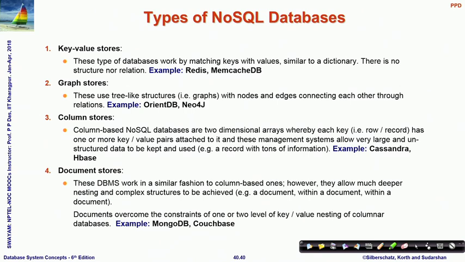There is a key value store strategy, Redis and Memcache DB follow this strategy. Graph store is used by OrientDB and Neo4j. Column store is used by Cassandra and HBase. Document store, MongoDB, Couchbase, they use document store. So, this is not just about going deeper into what they are or how they are distinguished. I just want you to have an idea that, well, these are different from the relational databases.